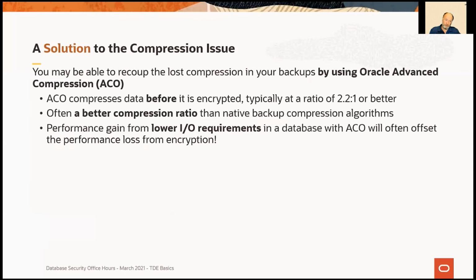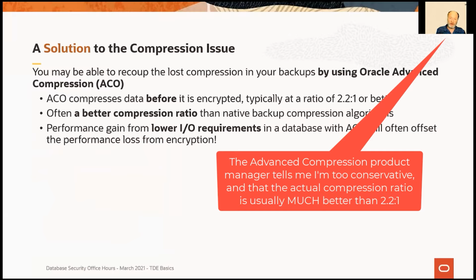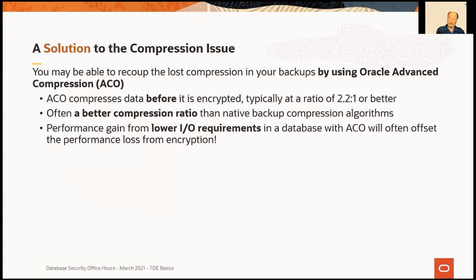Now, the compression issue is solvable. If you have advanced compression, it compresses within the data block before the encrypt operation occurs. Advanced compression generally gives you better compression ratios than you got from your storage array, usually around 2.2 to 1. So you can overcome the increase in storage requirements for backups by using advanced compression. And as I'd already mentioned, advanced compression reduces the amount of I/O you have to do, so it also improves your performance from an encrypt and decrypt standpoint, okay?